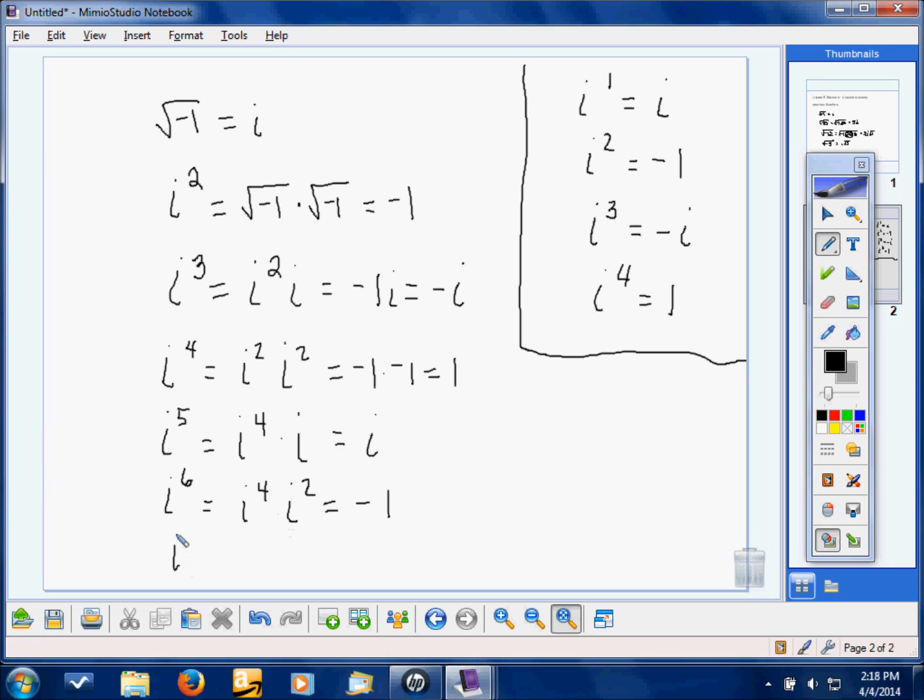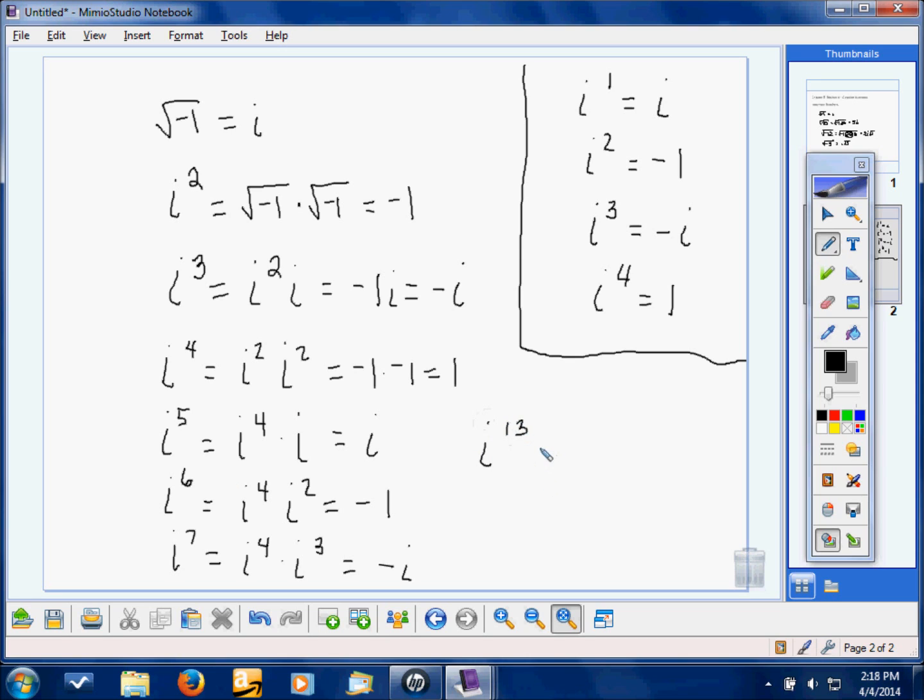So i to the 7th, i to the 4th, i cubed, which gives you negative i. There's a pattern, because the 4s always just turn into 1. So there is a pattern, and really it doesn't matter how many groups of 4s you have. Let's try i to the 13th power.